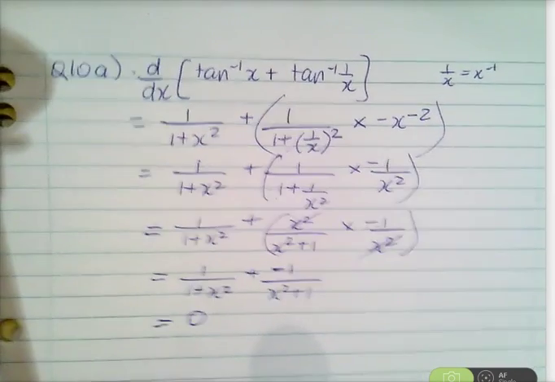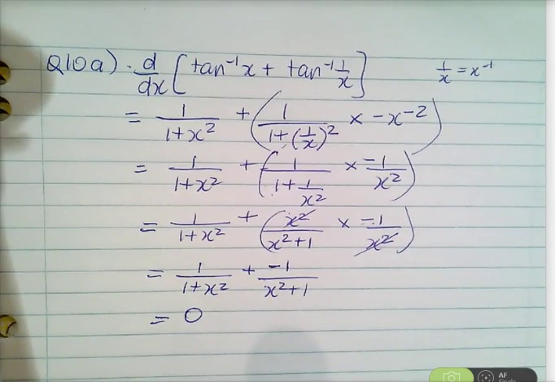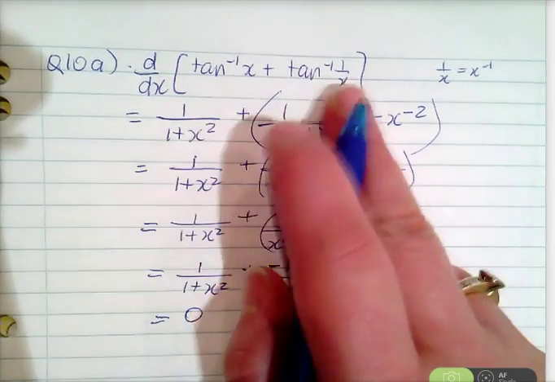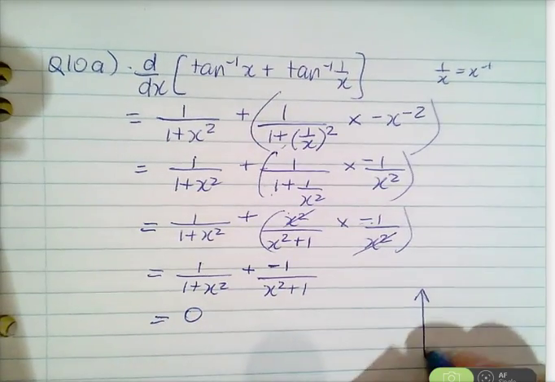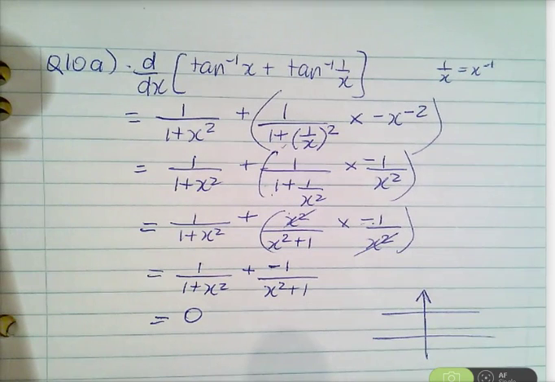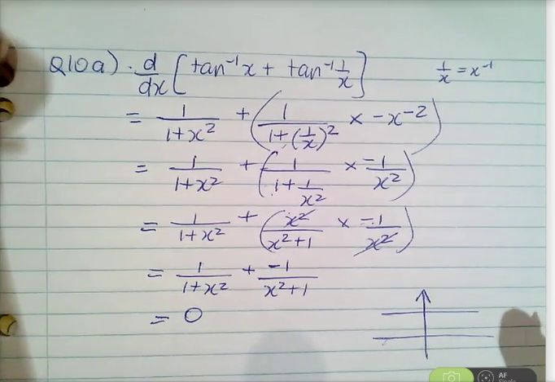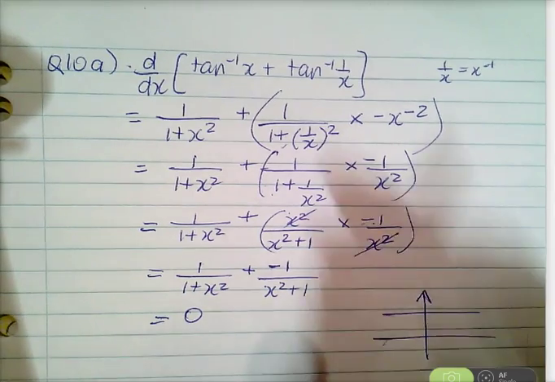And so the derivative of this function is 0, which means that the gradient, remember, first derivative gives you the gradient of the function. So it's telling me that the gradient of this function is 0. In other words, the graph is flat. Okay, if the gradient's 0, the graph is flat. We just have to see where the graph goes now, and we can do this by probably using a table of values.